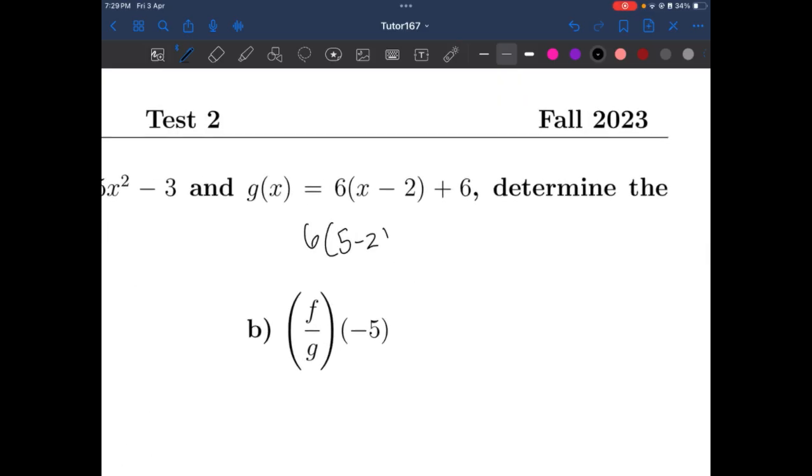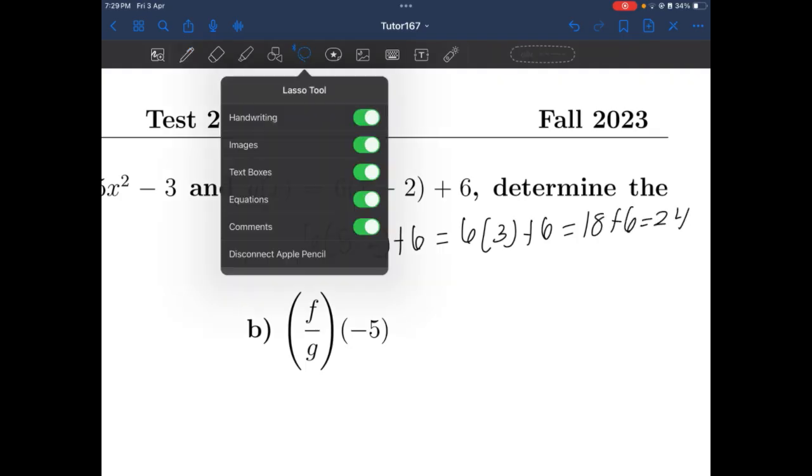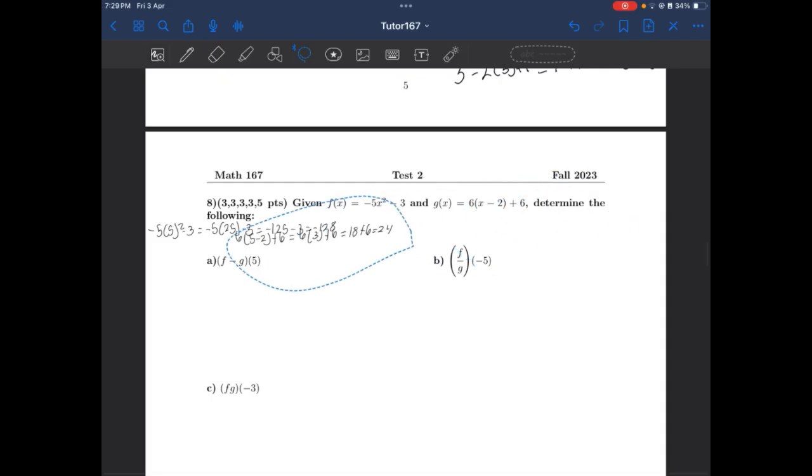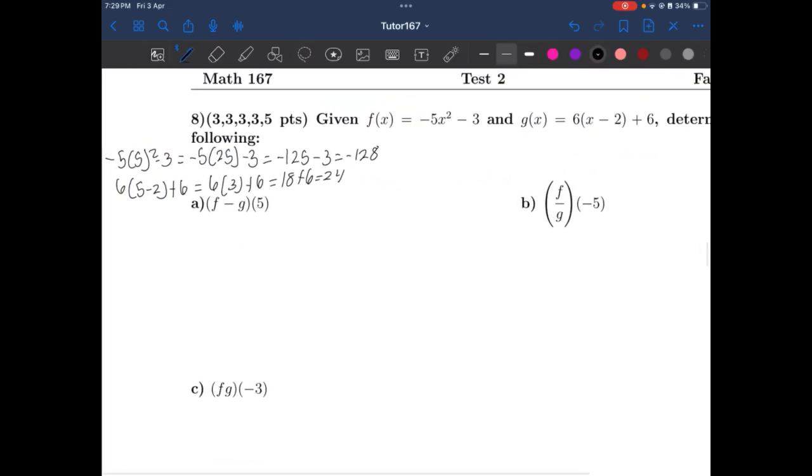So 6 times 5 minus 2 plus 6. That's 6 times 3 plus 6. That's 18 plus 6, which is 24. Okay, so now it's f minus g. So we're just going to say that's negative 128 minus 24. So our final answer would just be negative 152.